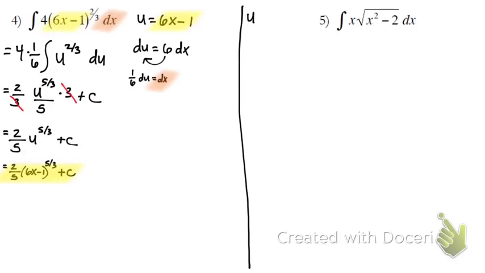Alright, for number 5. My inside function, what's underneath that radical, is x squared minus 2. My du, the derivative, is 2x dx. Notice that I want to get rid of my dx, and I want to get rid of this x, so let me start to highlight what we're getting rid of. The x squared minus 2 is taken care of there. The x dx is taken care of here. I just have this extra 2 I don't want, so I'm going to move it over to this side.